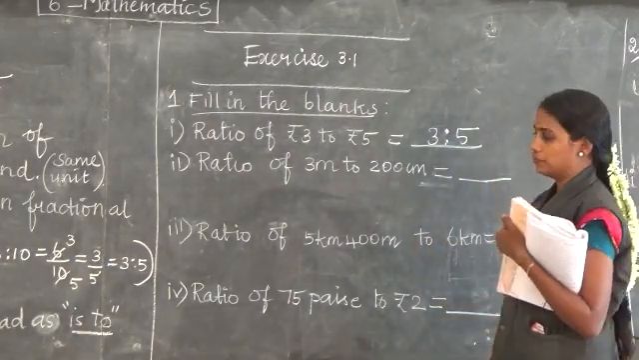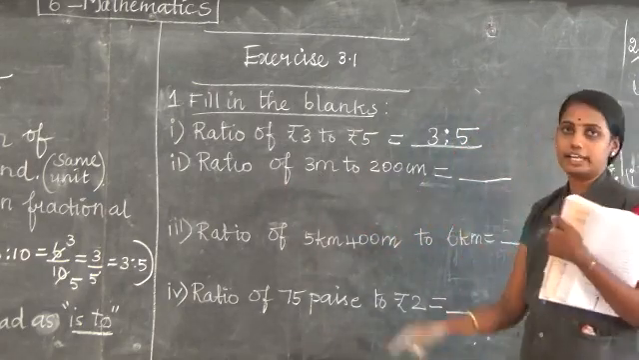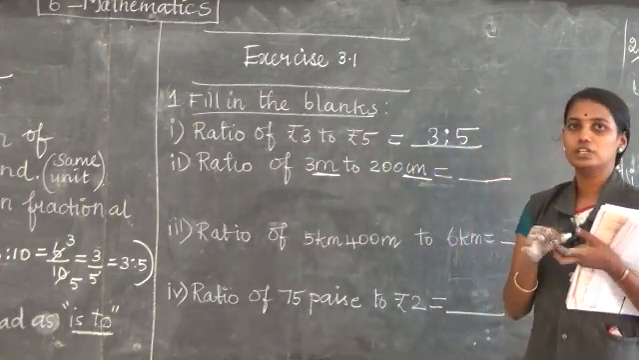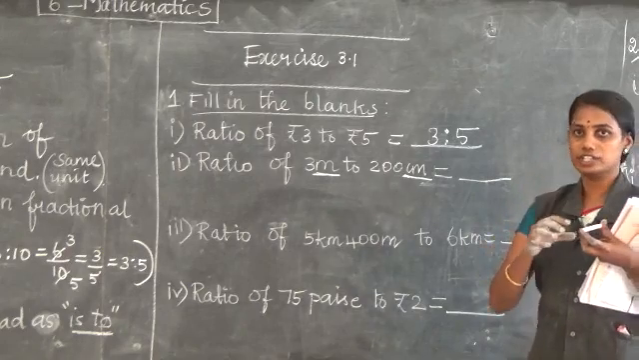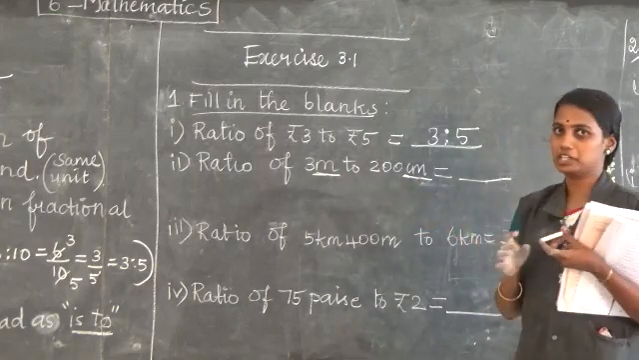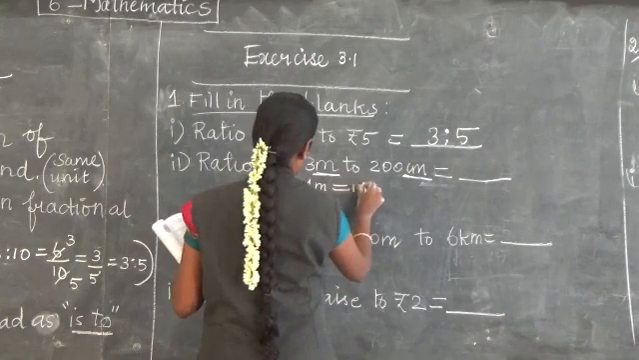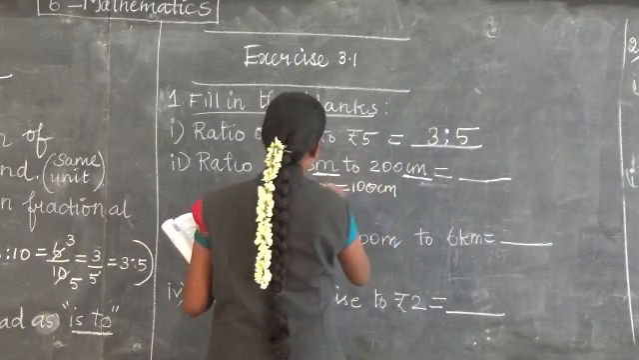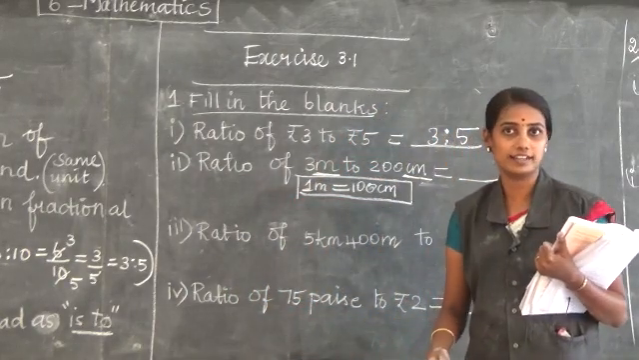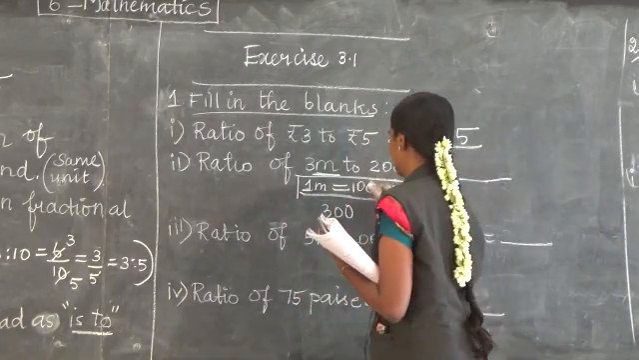Clear? Likewise, next option, ratio of 3 meter to 200 centimeter. Is this the same? Are meter and centimeter the same? No. So here, which is the lowest unit? Centimeter is the lowest one. So change the meter to centimeter. 1 meter equals how many centimeters? 100. Yes or no? 1 meter equals 100 centimeters. So 3 meters equals how many centimeters? 300 centimeters.